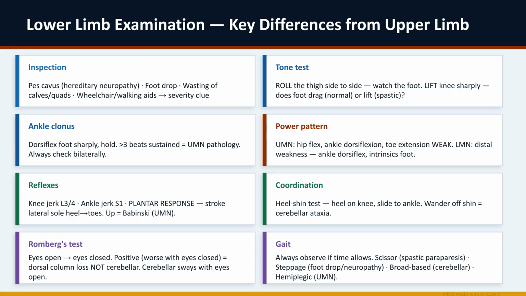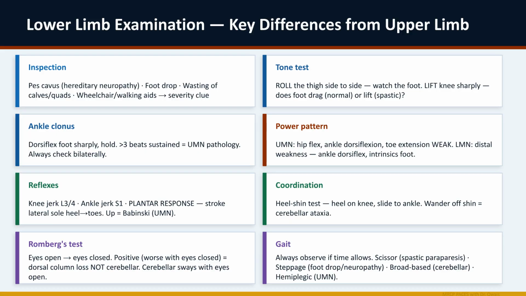For power, check hip flexion, hip extension, knee extension, ankle dorsiflexion, ankle plantar flexion, and great toe extension. Upper motor neuron pattern in the lower limb. The flexors are relatively weak. You will find weakness in hip flexion, knee flexion, ankle dorsiflexion, and toe extension. The extensors are relatively strong. The leg adopts an extended, externally rotated posture, the classic hemiplegic or paraplegic leg.